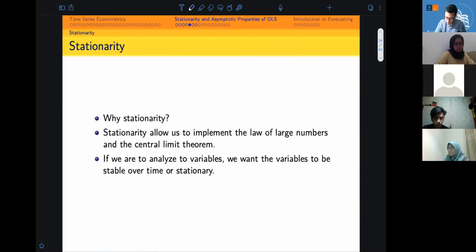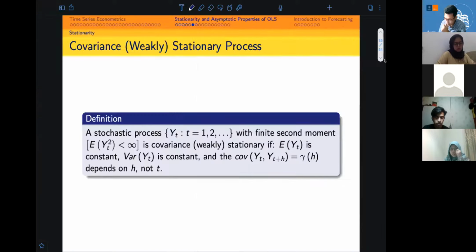Okay, very well. So why do we need the stationarity assumption when we want to do our OLS regression? Stationarity allows us to implement the law of large numbers and the central limit theorem. Okay, so recall the discussion of the law of large numbers as well as the central limit theorem in the statistics 2 course that you just completed. So if we are to analyze variables, we want the variables to be stable over time, or stationary. Okay. So let's go into the definition.